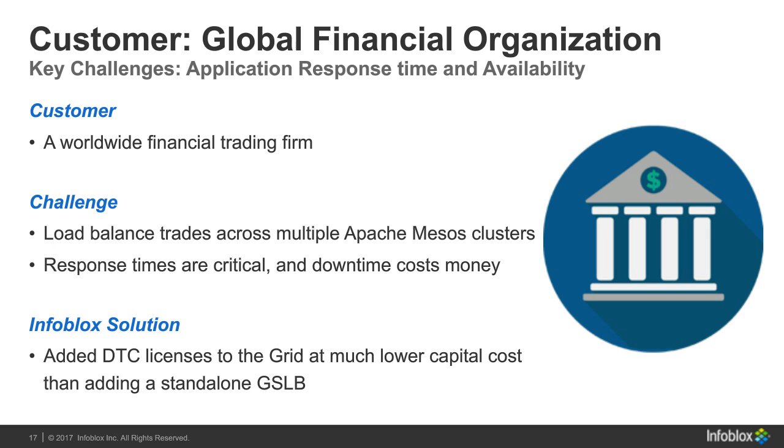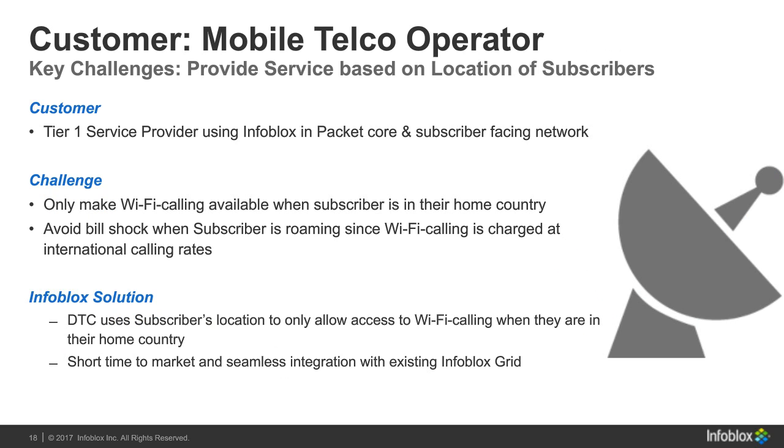And then the final use case was a large-scale tier one service provider, a mobile telco operator. This was a great example of leveraging our expertise in non-routed IP address space load balancing within these gigantic telco networks. They're always looking for ways to route voice traffic as efficiently as possible, and enable customers to make Wi-Fi calls whenever they're in their home country, right?